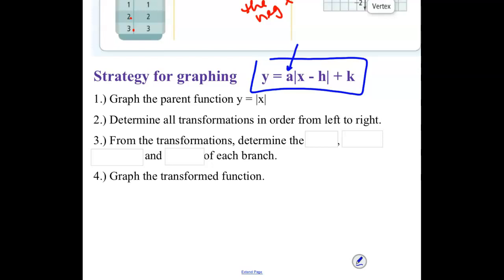It reflects it if it is negative. So it reflects when it's negative. What else can it do? Yes. A vertical stretch or compression, depending on the size of that value. What does the h do? That is our left or right move, and our k value is our up and down move. So we're going to look at our equation and figure out what kind of transformations have we done to the parent function. And then we'll graph them.